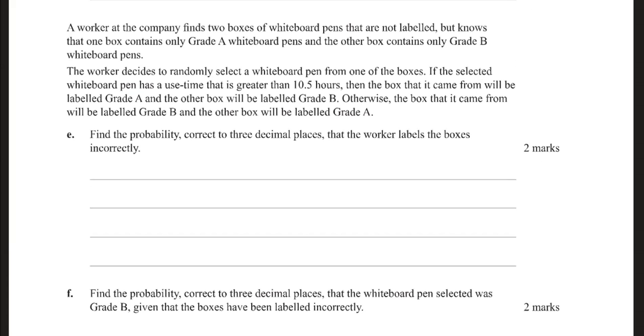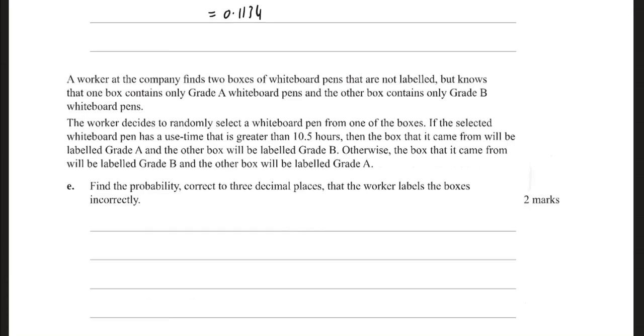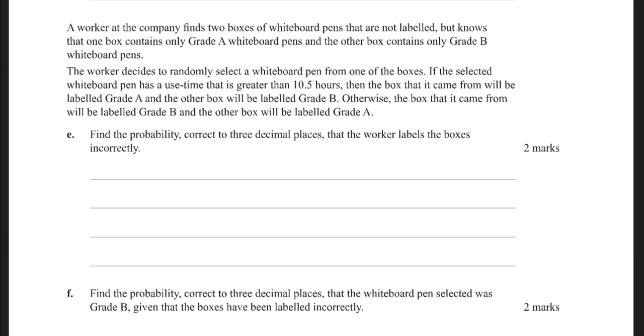Now we're moving on to a different section of the question. In this part, there's a worker and he's selecting pens from different boxes. One box contains only grade A pens and the other box contains only grade B pens. And he randomly selects a whiteboard pen from each box. Now we're given a couple of conditions. If the use time is greater than 10.5 hours, the box is labeled grade A and the other box is grade B. Otherwise, the box it came from is grade B and the other box is grade A.